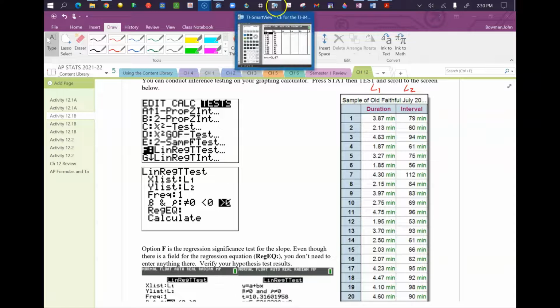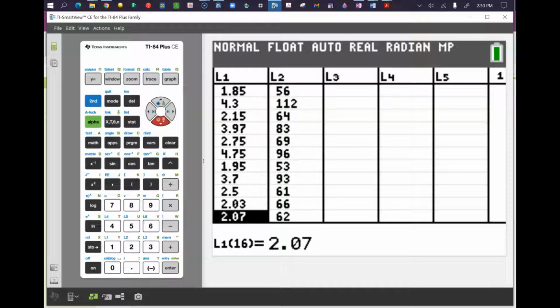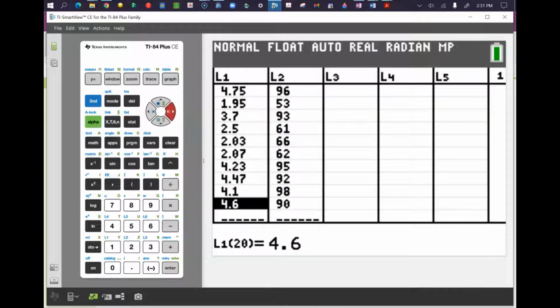Alright, so this is a bigger data set than you would be given on the AP exam because they don't want you to make a mistake entering the data. But as you're entering the data, make sure you take your time doing that and pause when you get to your last entry in your last list and put the cursor on that and make sure that you have the right number of pieces of data in both your lists.